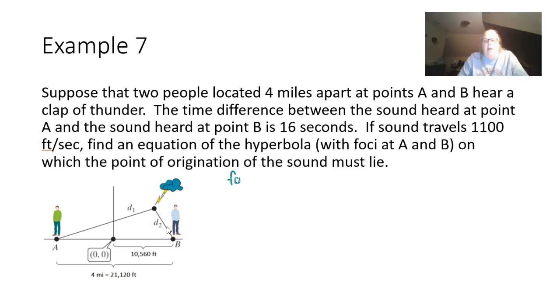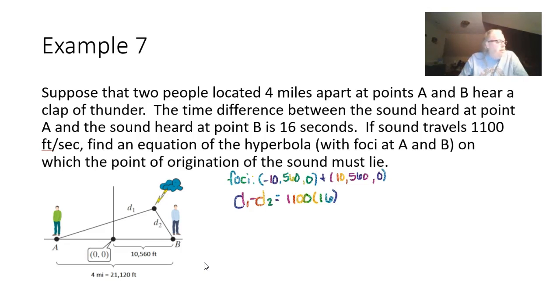Okay, so the foci are our two observers, and they are going to be located at negative 10,560 and 0 and positive 10,560 and 0. The distance d1 minus d2 should be equal to the speed of sound times the amount of time it took to get over to observer B. And in the calculator, that is going to give me 17,600 feet.